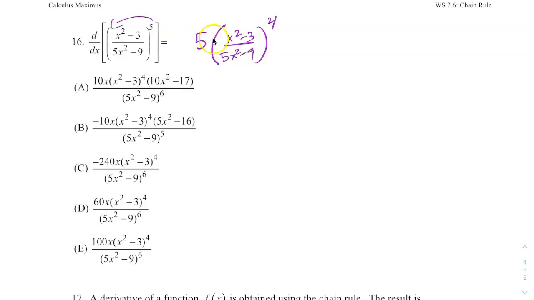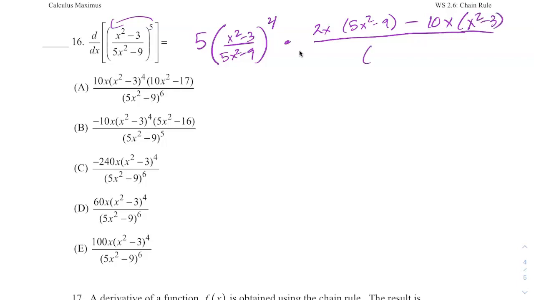So like that. Now I got times the derivative of the inside, which happens to be a big old quotient rule. So the derivative of the top, 2x, times the bottom left alone, 5x squared minus 9, minus derivative of the bottom. Derivative of the bottom is 10x. Right, bring the 5 down, subtract 1, take x goes away, times the top left alone, x squared minus 3, all over the bottom squared, 5x squared minus 9 squared. So you have all of this.